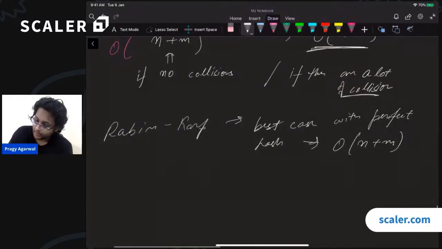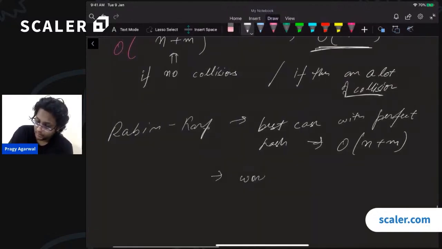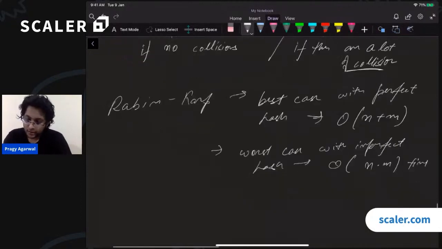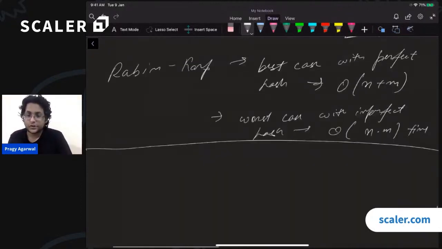Right? But in the worst case with an imperfect hash, it will take us order of n times m time. Right? Now the question arises, what hash function should we use? Right? So can someone come up with a nice idea of a hash function?